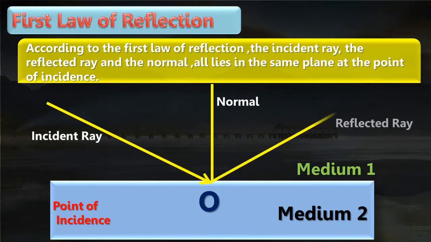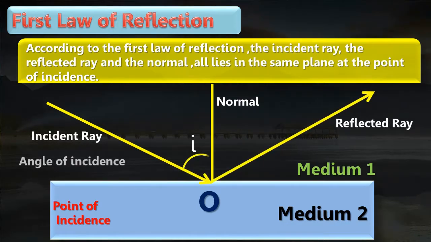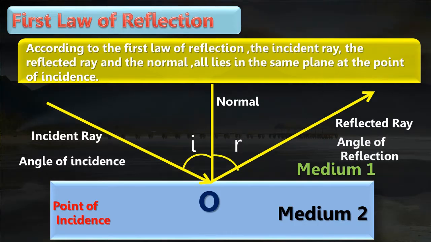The incident ray on the mirror at point O makes an angle I with the normal, and the reflected ray reflected from point O makes an angle R with the normal. We can see that the incident and the reflected ray meet at the same point, that is O.